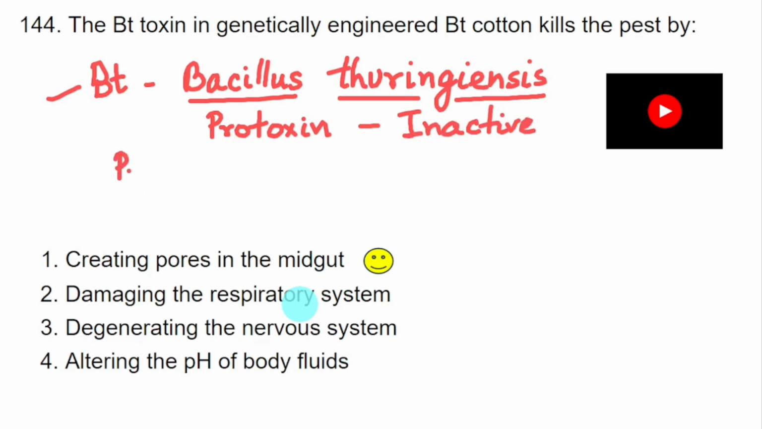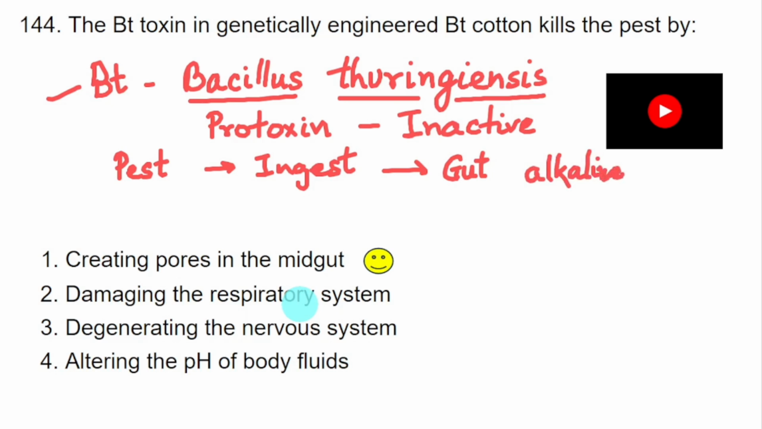Once the pest ingests the Bt cotton leaves, what will happen? In the gut, the pH is alkaline. So alkaline pH of gut.